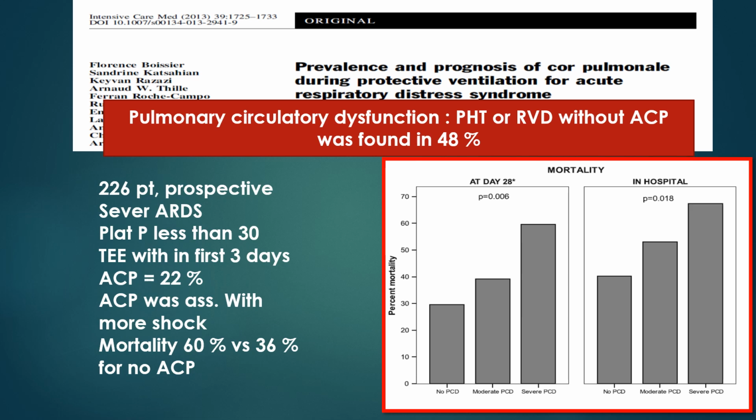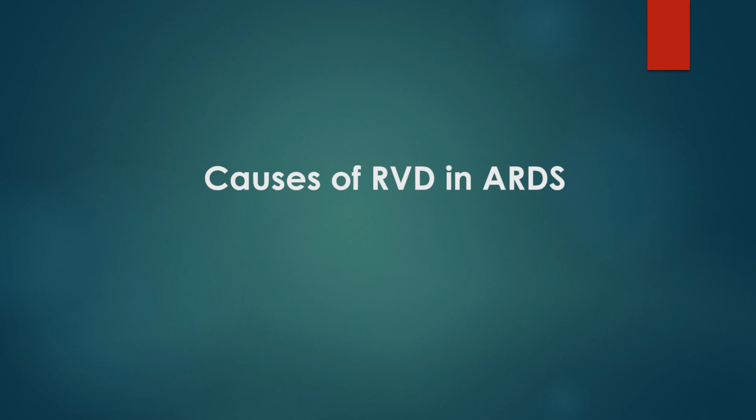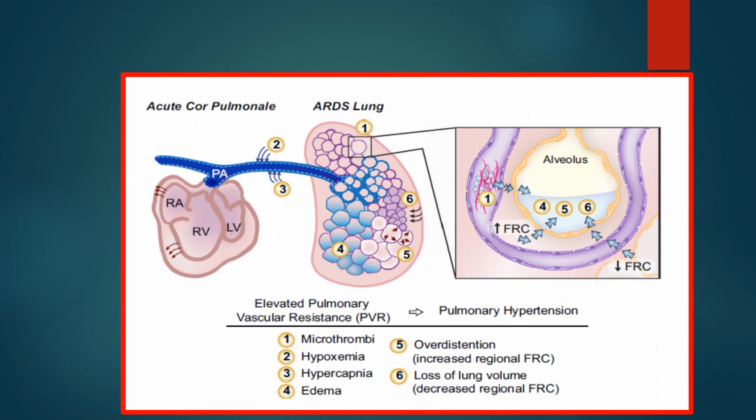Pulmonary hypertension or RVD, right ventricular dysfunction without ACP, what we call pulmonary circulation dysfunction, was found in a higher percentage of patients, around 50 or 48%. Half of the patients develop abnormality of the pulmonary circulation, and the RV will be dysfunctional. And those type of patients, if they are left without intervention to reduce the burden on the RV, develop acute cor pulmonale significantly. What are the causes of RV dysfunction in ARDS actually?